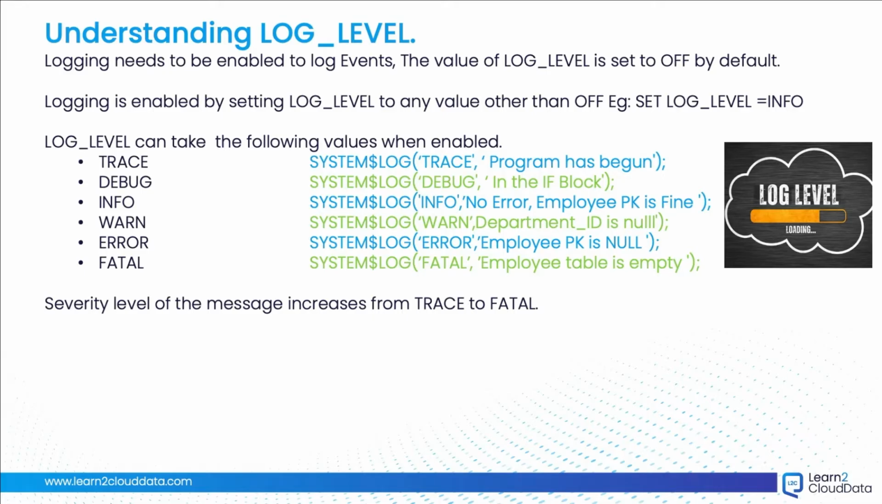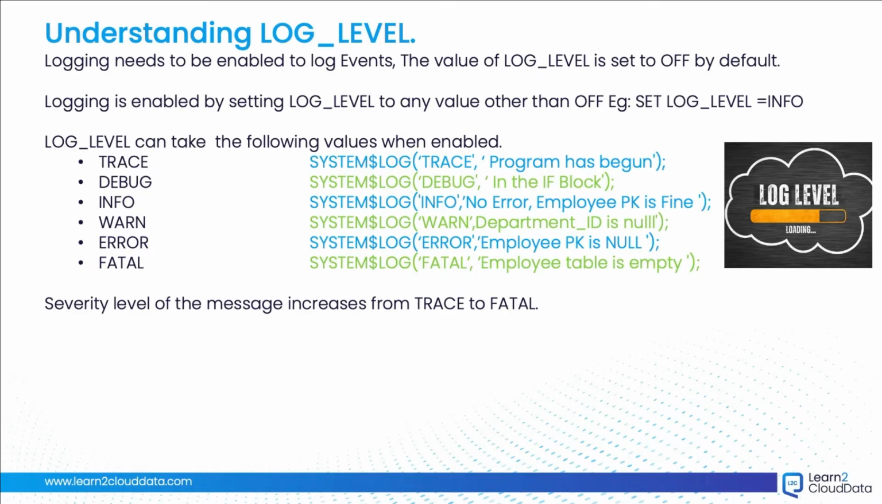However, if you are just trying to debug the program, you would want to log the event as a debug, which is far less severe than fatal. We use system$log to log a message in the event table and provide the parameters to indicate the severity. You could use trace, debug, info, warn, error, and fatal, which are basically increasing in the level of severity. So as we just said, the lowest level of severity is trace and the highest level of severity is fatal.